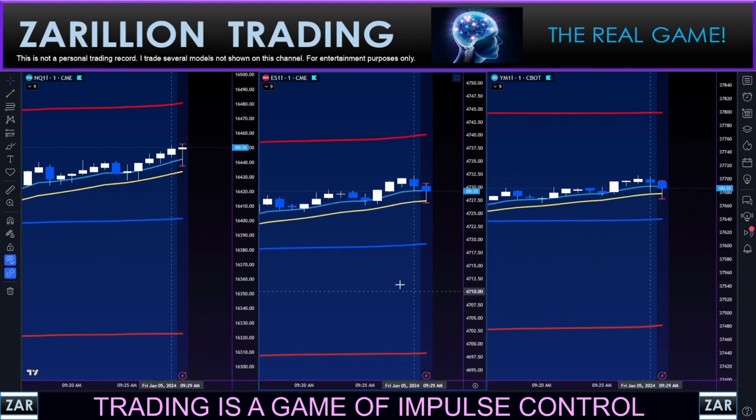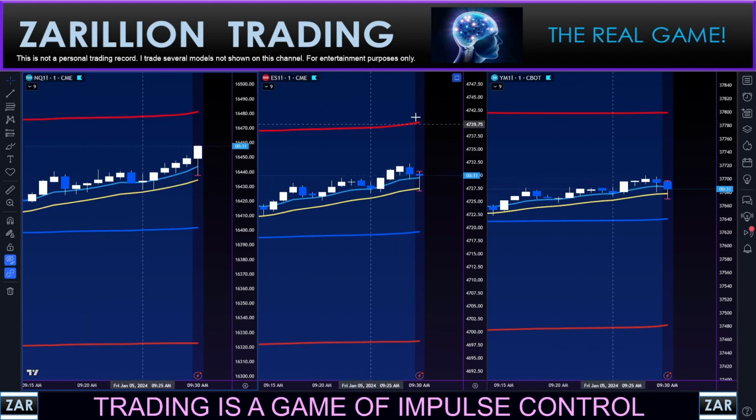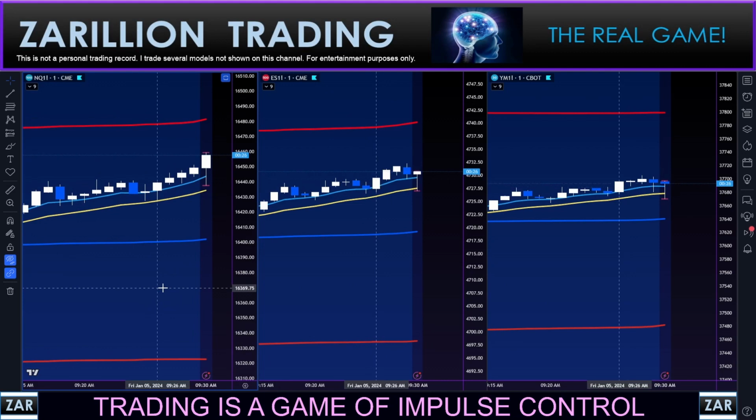And this, of course, is VWAP, volume weighted average price for the three sisters, NASDAQ, S&P, and Dow. 3 U.S. indices for those who are new. This is a 1 minute chart.